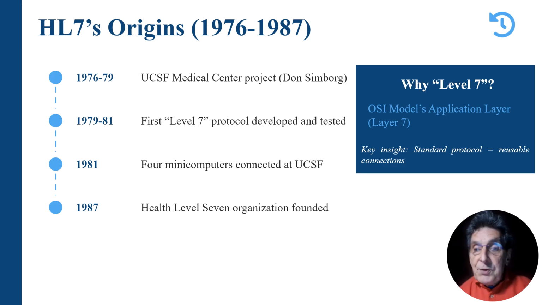Now, why the term Level 7? When you say HL7, a lot of people think there was a 6 before that, and a 5 and a 3. No, that's not how it was. It has to do with the 7 levels of the OSI model's application layer, which we'll look at in the next slide. The name signals that HL7 operates on the application level. It's about the meaning of the data, not the mechanics of its transmission.